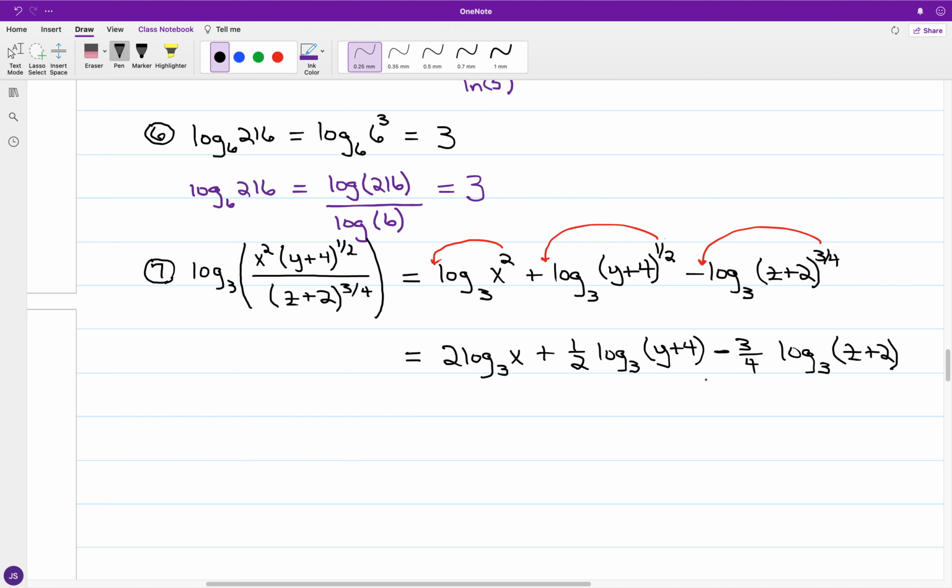Now it doesn't have to be in this exact order, but again, you're going to have 2 positive logarithmic terms in the variables x and y, and the only negative base 3 logarithmic term is going to be what we have in the variable z.